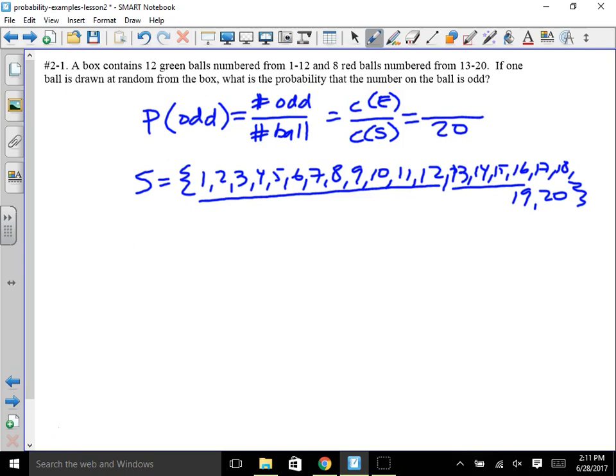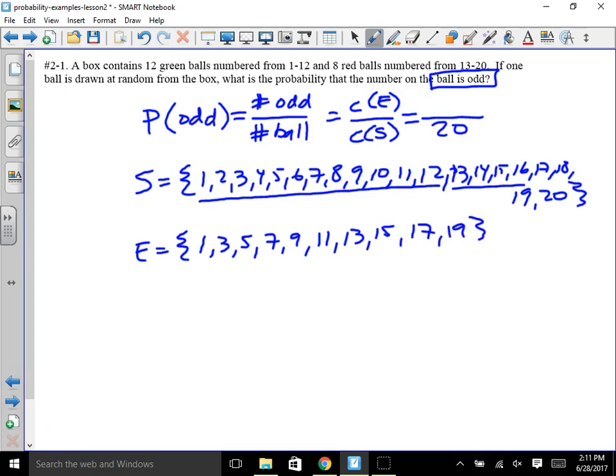Then for the event, we want to go back and list all of the outcomes, all of the balls which meet the criteria to be in the event, which is that the ball is odd. So we're just going to list all the numbers that are odd: 1, 3, 5, 7, 9, 11, 13, 15, 17, and 19. All the other numbers in the sample space are not odd. To find the numerator, we're just going to count up the number of odd numbers. This is 1, 2, 3, 4, 5, 6, 7, 8, 9, 10. So it'll be 10 out of 20, which is the same as 1/2, which is 50%.